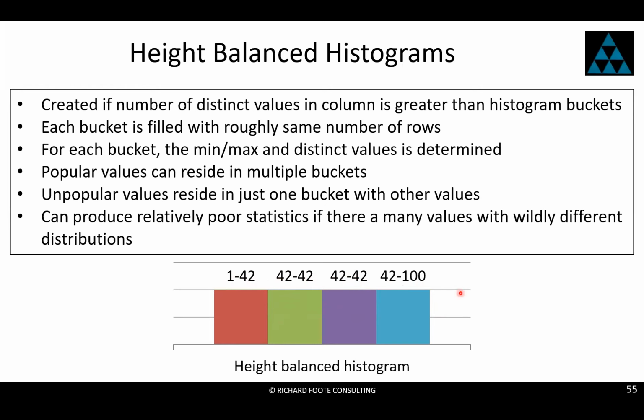And for each bucket, I will know the minimum, the maximum, and also the number of distinct values for each of my 4 buckets. Now, by default with height balance, if I've got a very popular value, it means that it could be in more than one bucket. So what I can see here is 42 must be a pretty common value because it appears in all my 4 buckets. So if I've got 4 buckets and I'm going to collect statistics, and I've got more than 100 values, then height balance is the way Oracle will go.